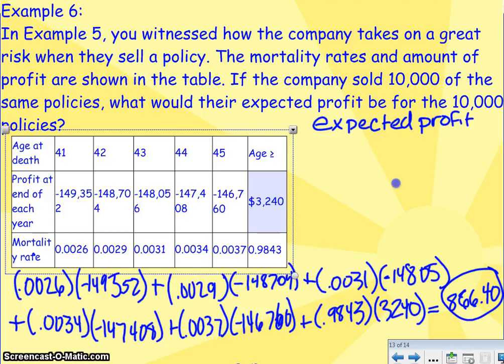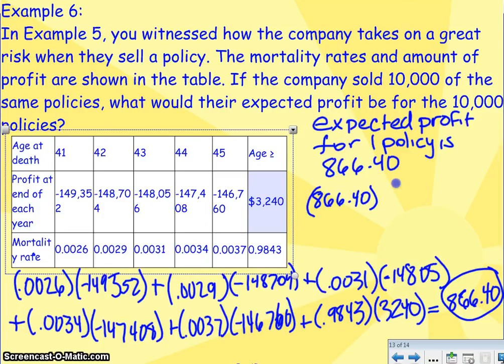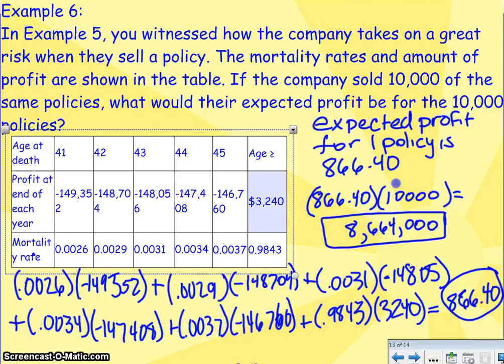So the expected profit for one policy is the $866.40. But remember, it wants to know, what is the expected profit for all 10,000? Well, if they're going to make $866.40 for each policy, and we're talking 10,000 policies, we're looking at a profit for the insurance company of $8,664,000. Not bad for 10,000 policies.